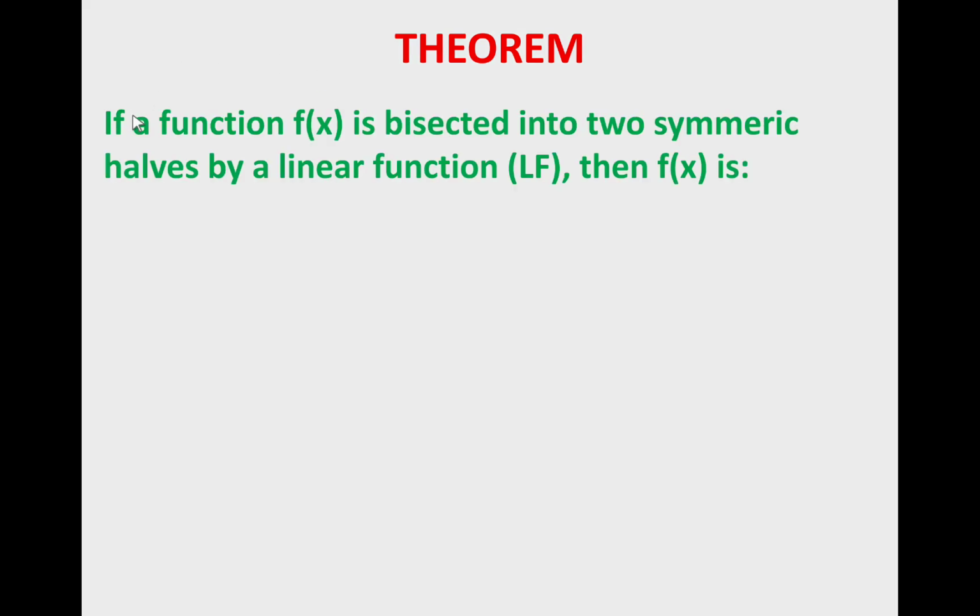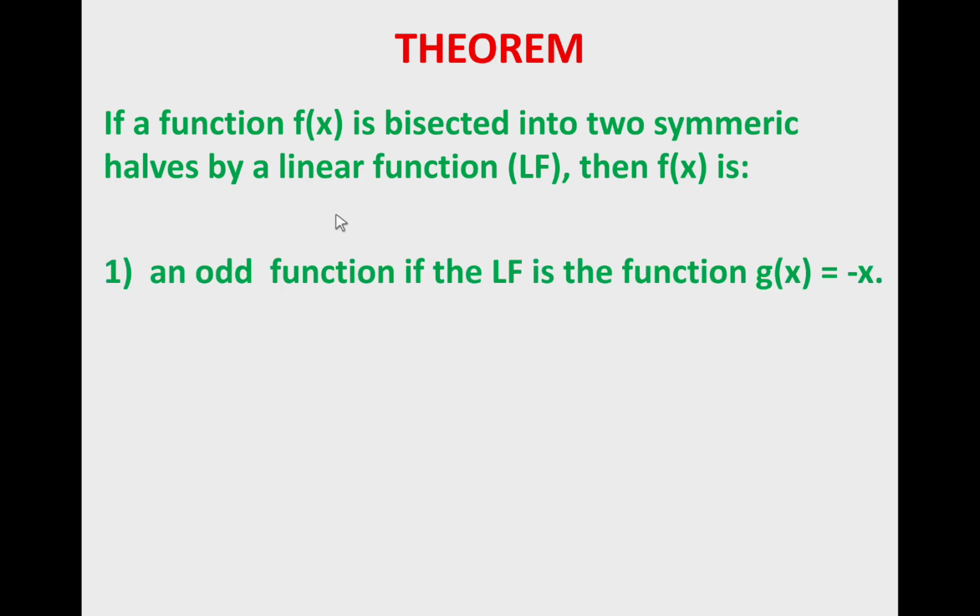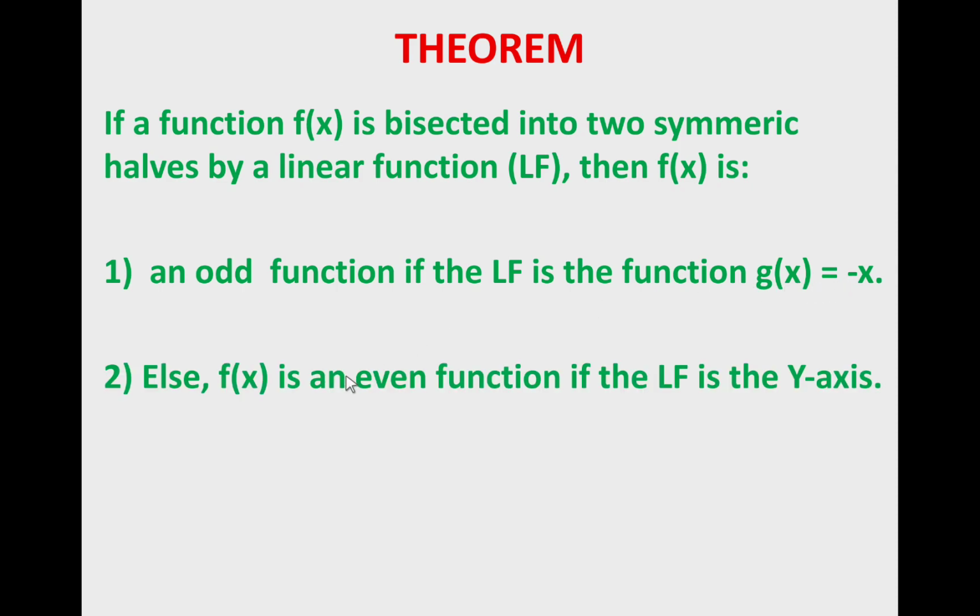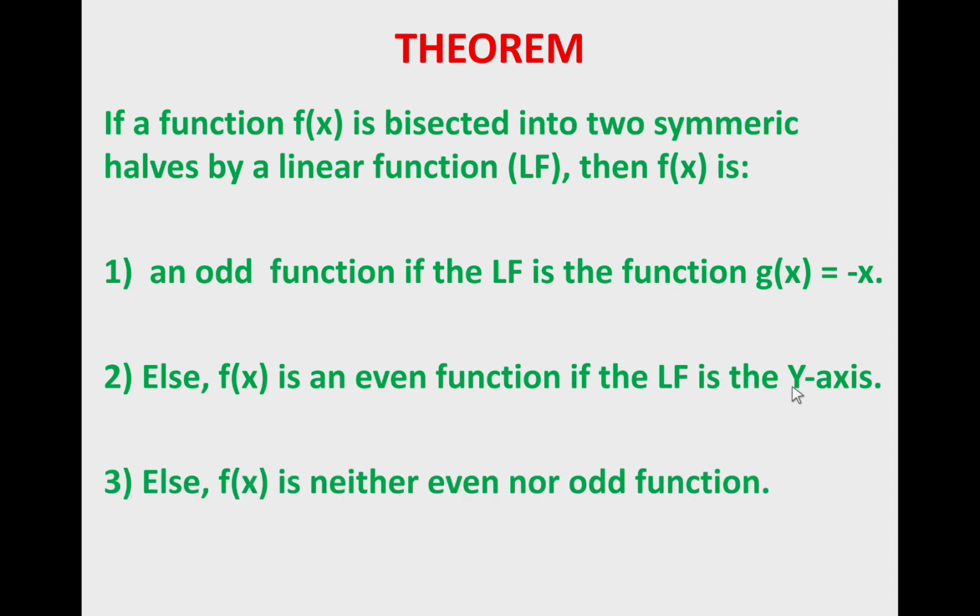The hypothesis is if a function f of x is bisected into two symmetric halves by a linear function LF, then f will have one of three possibilities. F is an odd function if the linear function is g of x equal to negative x. F is an even function if the linear function is the y-axis. And f is neither even nor odd function if it doesn't satisfy any of the first two conditions.